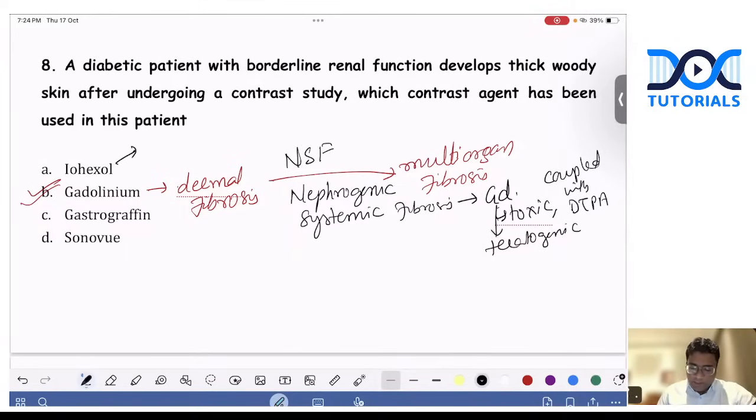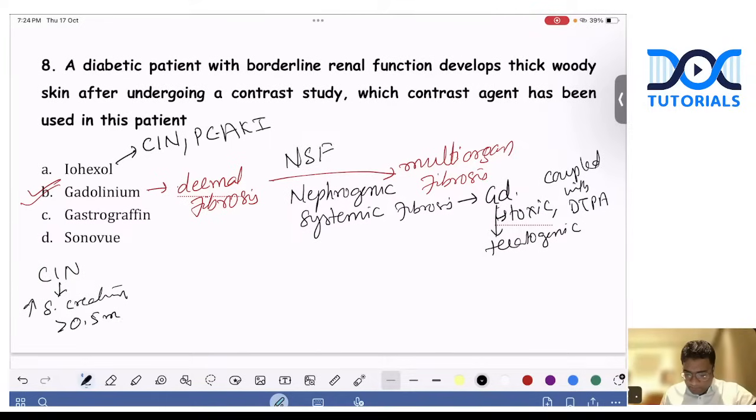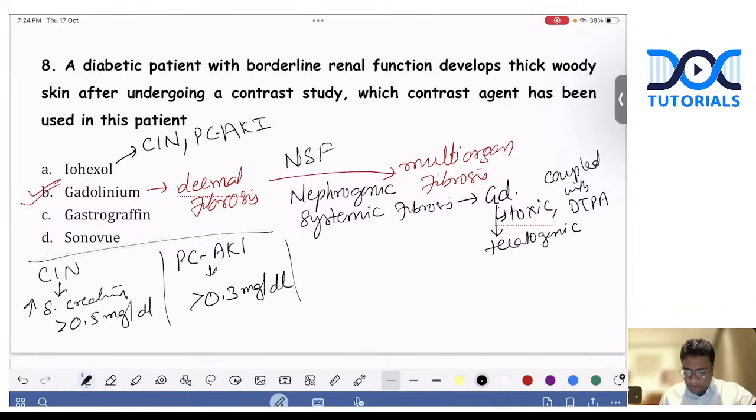Coming to iohexol, iohexol produces contrast-induced nephropathy or post-contrast AKI. Contrast-induced nephropathy is an increase in serum creatinine by more than 0.5 milligram per deciliter. Post-contrast AKI is an increase in serum creatinine by more than 0.3 milligram per deciliter. This can occur with iodinated contrast. So it is important that we don't give gadolinium to patients with renal failure, nor iodinated contrast agents when serum creatinine is elevated.